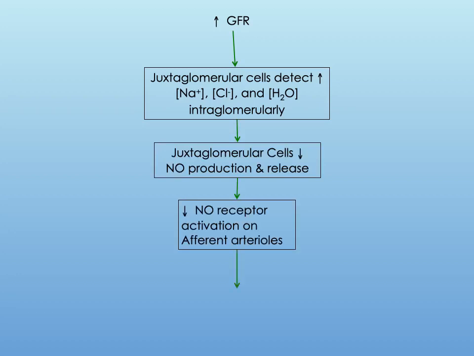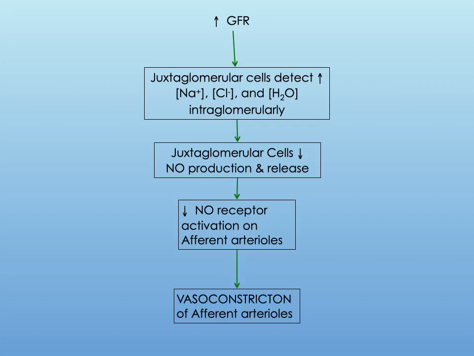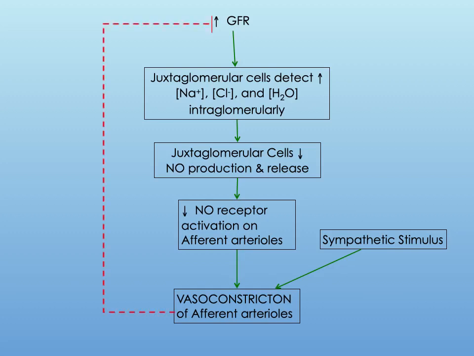We're also going to downregulate nitric oxide receptors, and we're going to reduce the rate of activation at the afferent arteriole. This reduction of nitric oxide stimulation leads to vasoconstriction on the afferent arteriole because nitric oxide is a nice vasodilator. The other thing we have happening is we may have some sympathetic stimulus that can come into play that's going to change the amount of vasoconstriction that we have at the afferent arteriole.